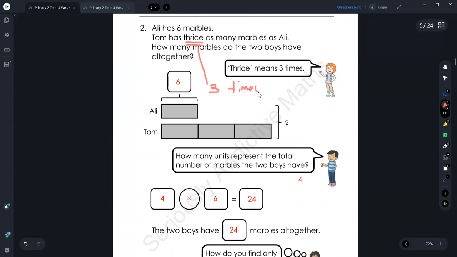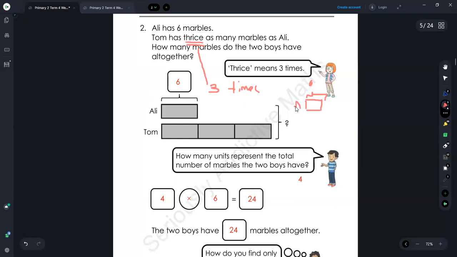So how do you draw this? Ali has 6 marbles, right? So thrice, 3 times as many. That means it's a comparison model again. So Ali has 6 marbles. First sentence, Ali has 6 marbles. Let's draw. Ali has got 6 marbles.